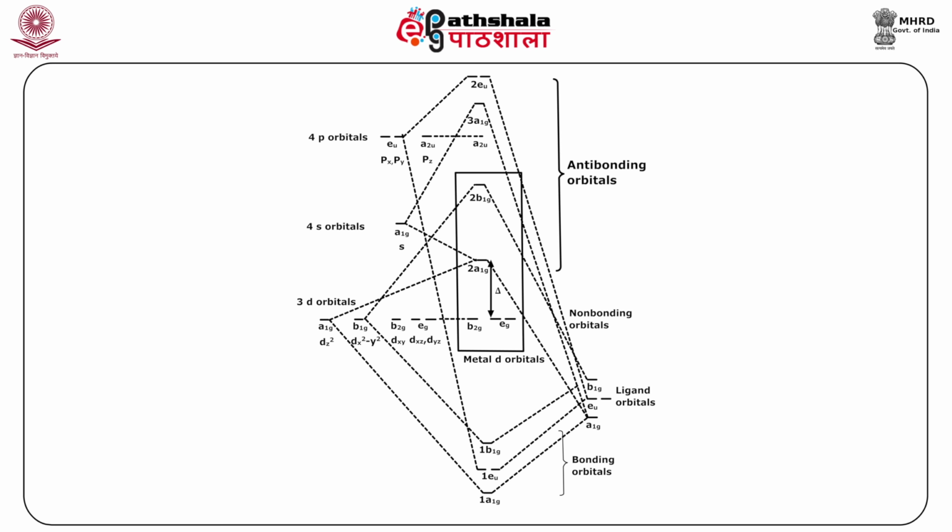As can be seen from the molecular orbital diagram, the D4h symmetry splits the d orbitals into three single representations, namely A1g, B1g and B2g, for dz square, dx square minus y square and dxy respectively, and a doubly degenerate Eg representation for the dxz and dyz orbitals. The B2g and Eg levels are non-bonding since there is no ligand orbital available for the matching sigma symmetry.